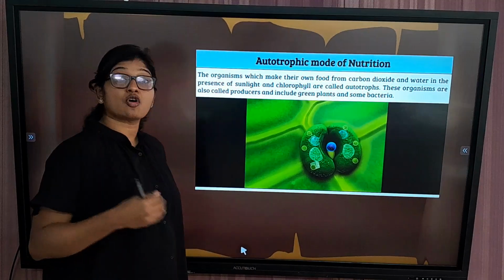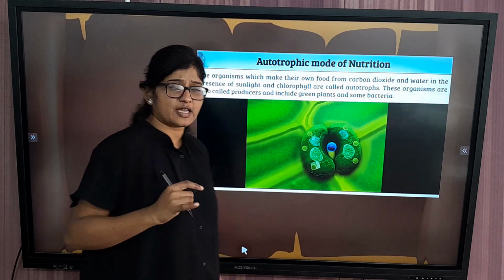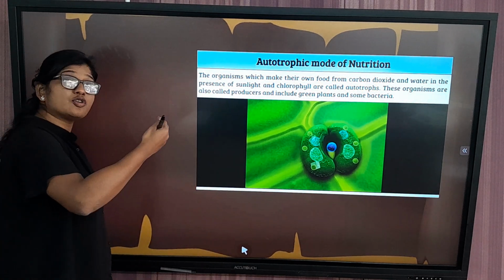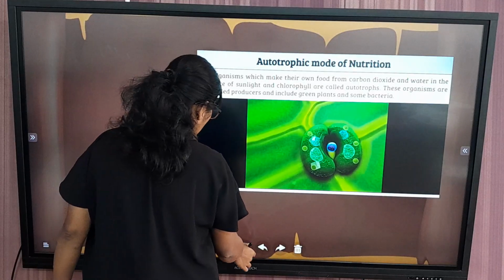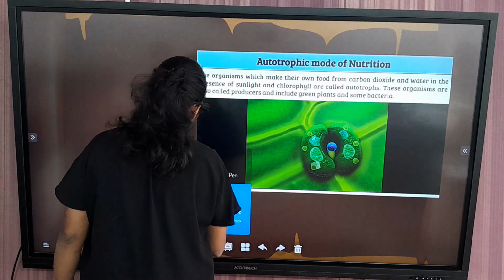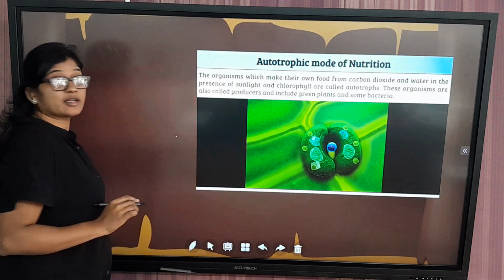Understood the modes of nutrition, right? Autotrophic and heterotrophic. Now, why are we showing this autotrophic? Again, there's one more thing that we need to do. What is it called? The overall reaction. Correct? You must know the overall reaction.